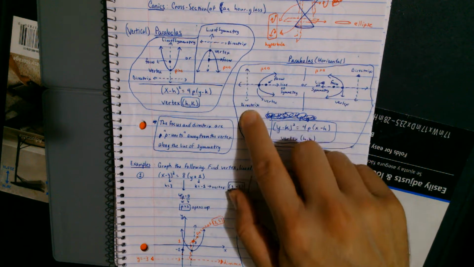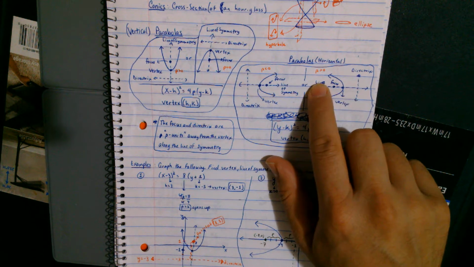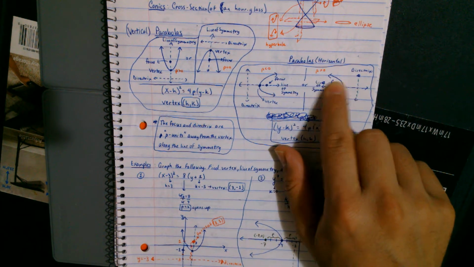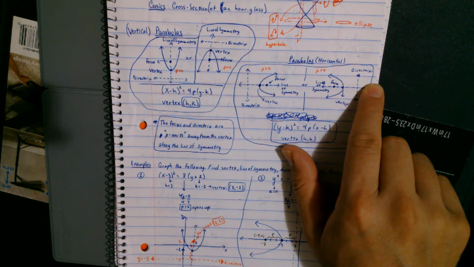The directrix will be a line perpendicular to the line of symmetry, p number of units to one side of the vertex. The focus will be p number of units inside the parabola. The directrix will be the outside of it.